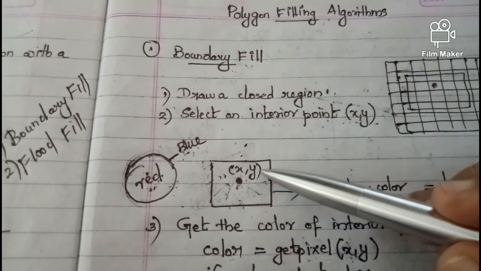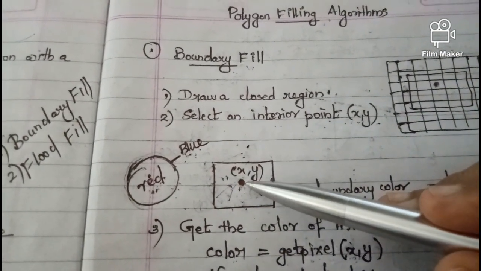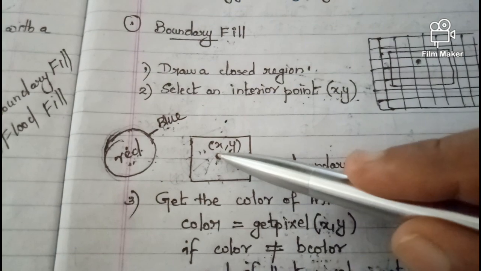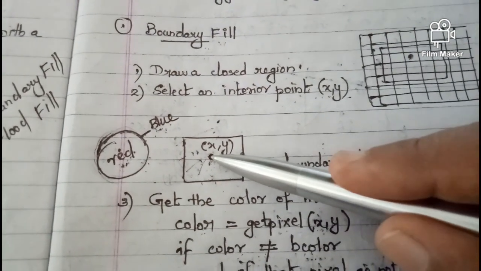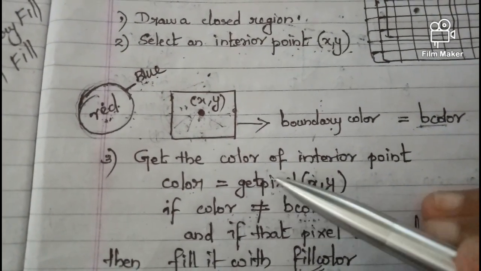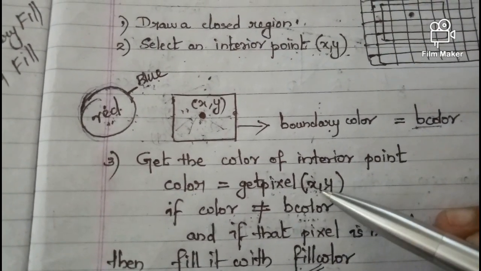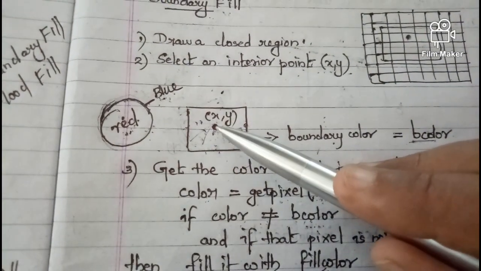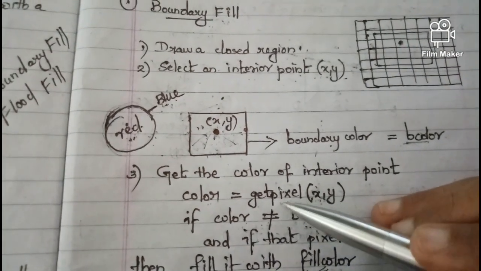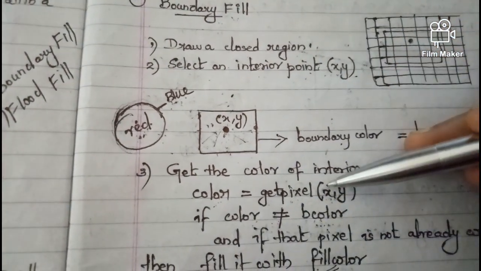So we have already specified two things. One, we have drawn a figure using a boundary color, and now we have selected an interior point. Now what do we have to do? Once a pixel or a point is selected, we have to get the color of that pixel. How can we get the color of the pixel? Using the function getPixel. So what does it mean? GetPixel of x, y means get the color of the pixel x, y. So after selecting a pixel or a point, next we have to get the color of the pixel using this function, and the color of the pixel is stored in the variable color. Clear? So altogether we have done three things.